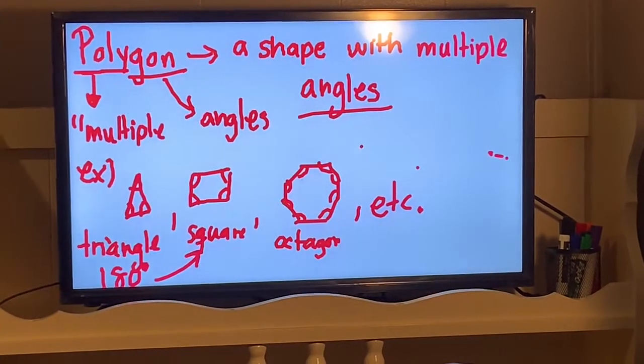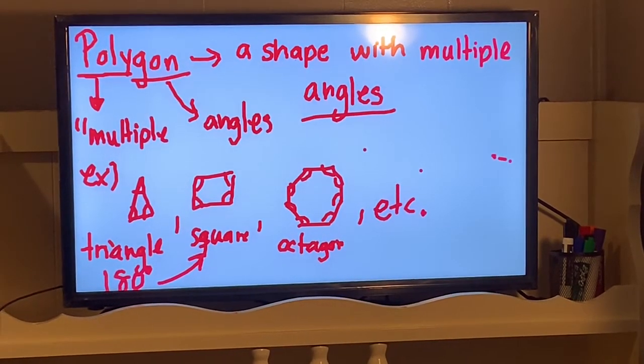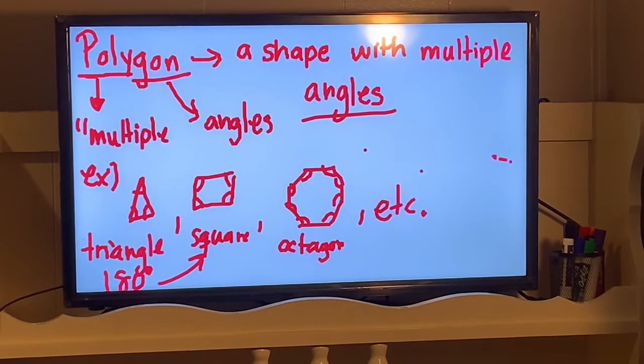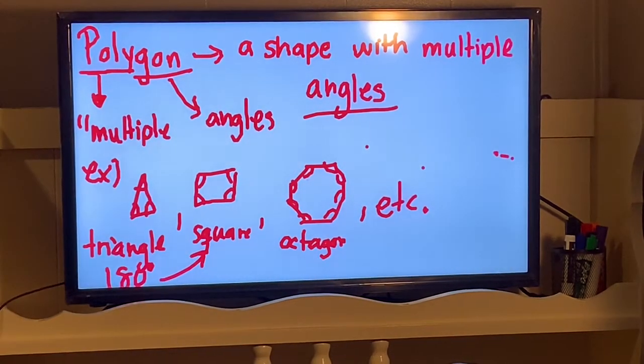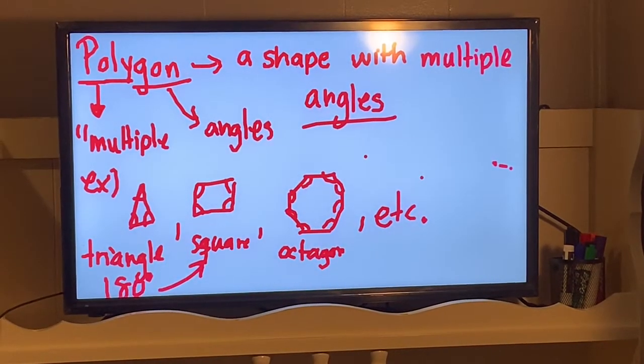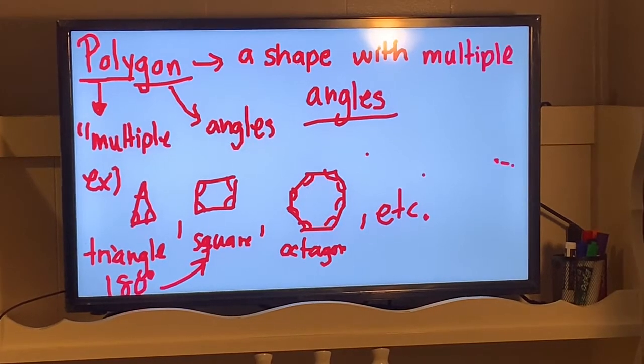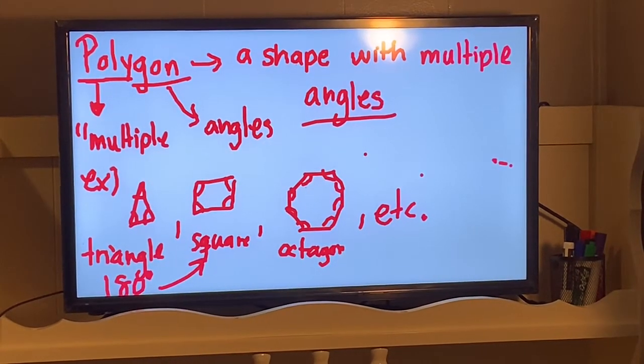So again, one last time, a polygon is a shape with multiple angles. I hope that you guys are writing all of this down. These are your notes. So now I'm going to do the notes with you instead of having me print them for you like we did in the classroom. Now we're going to do them together.